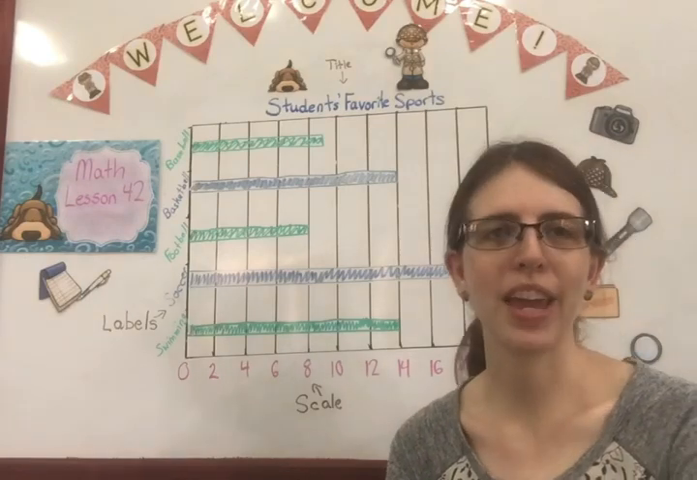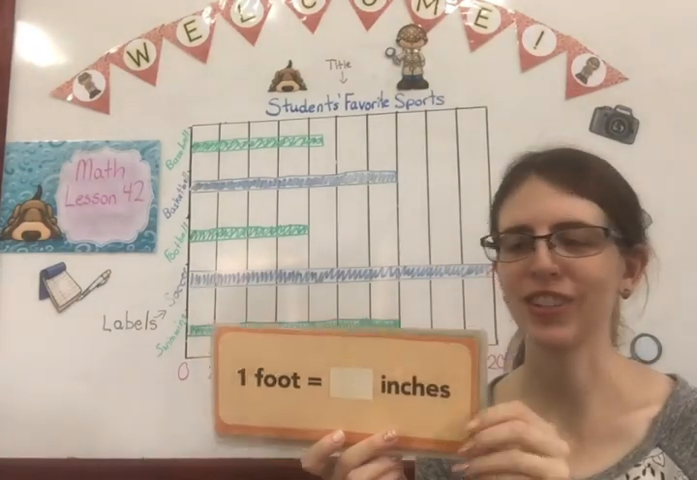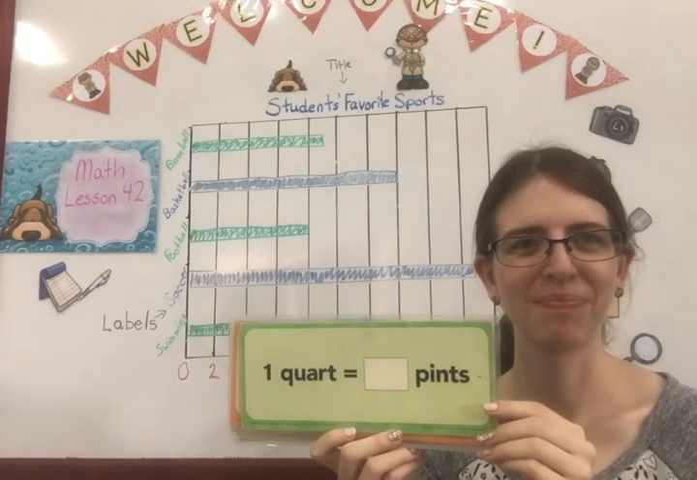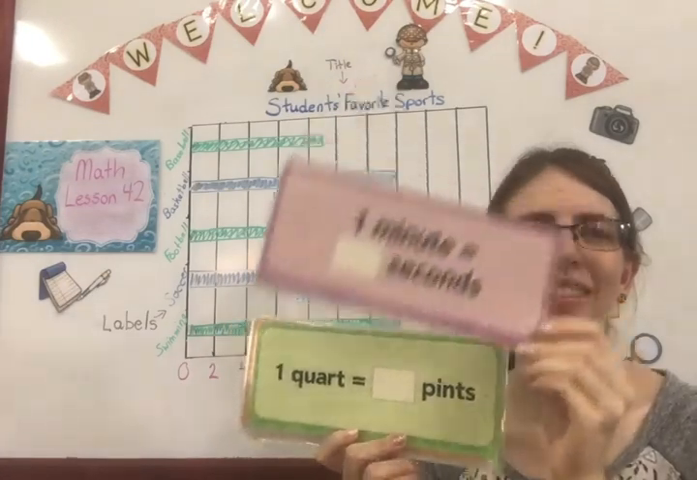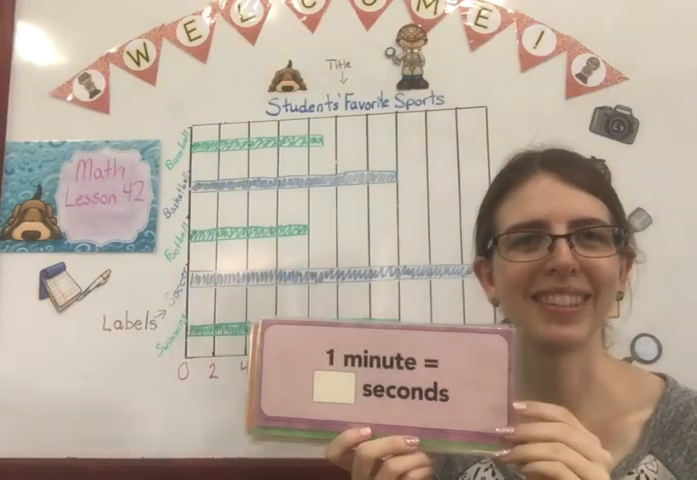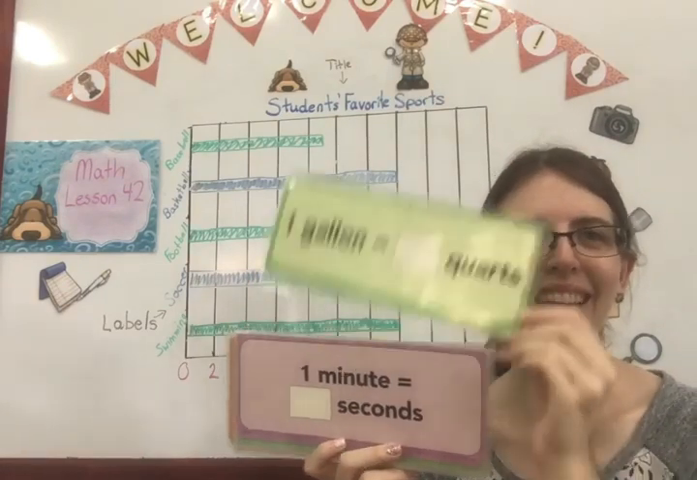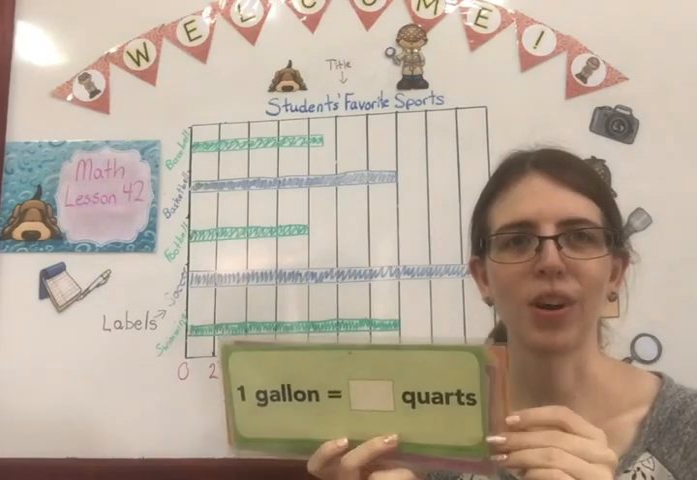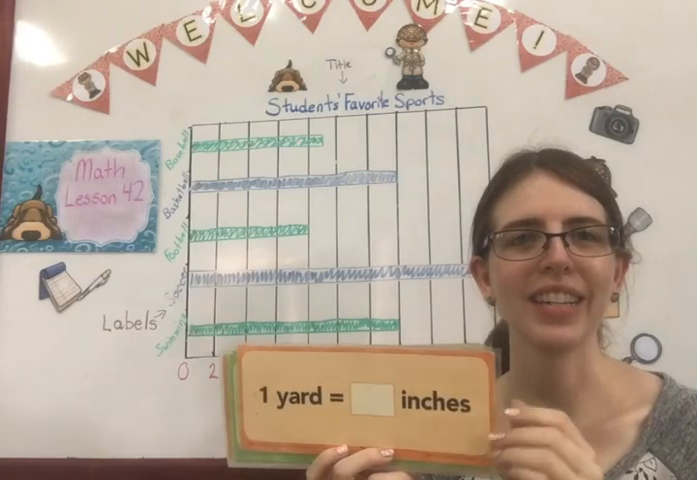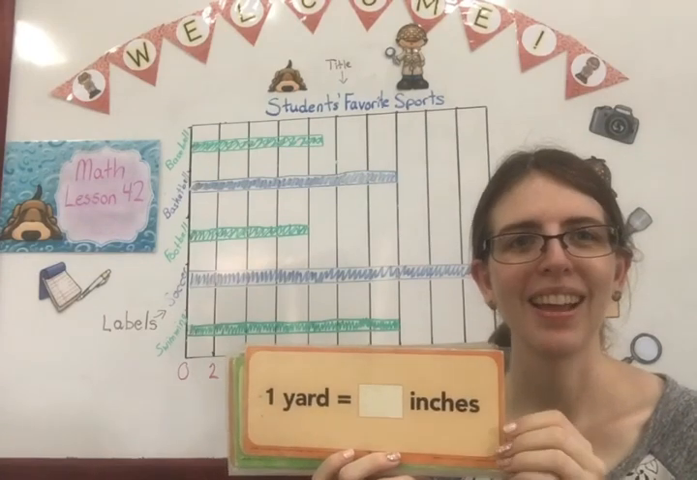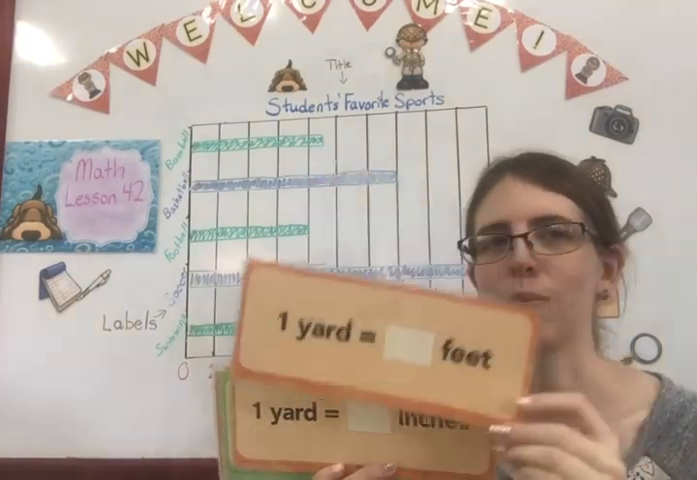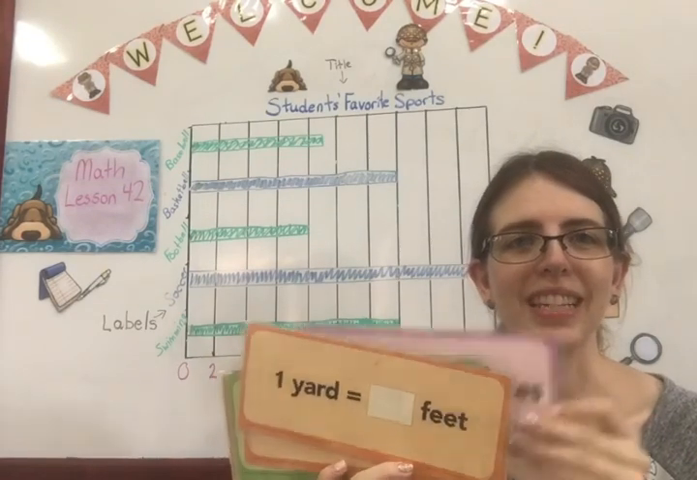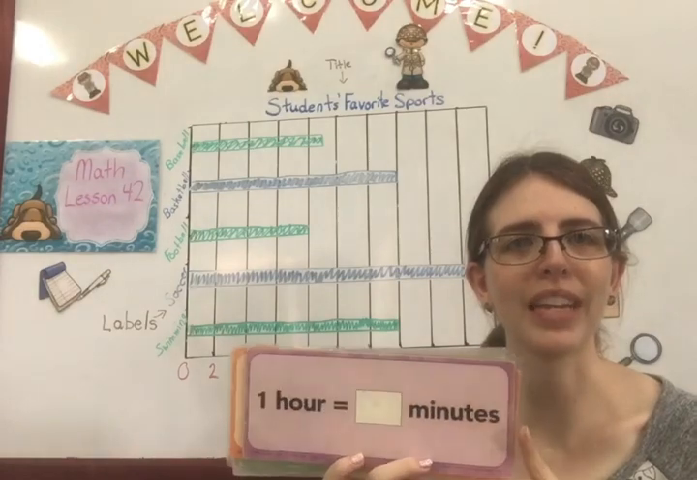Let's get started with a quick review of our measures. 1 quart equals 2 pints. 1 minute equals 60 seconds. 1 gallon equals 4 quarts. 1 yard equals 36 inches. 1 yard equals 3 feet.